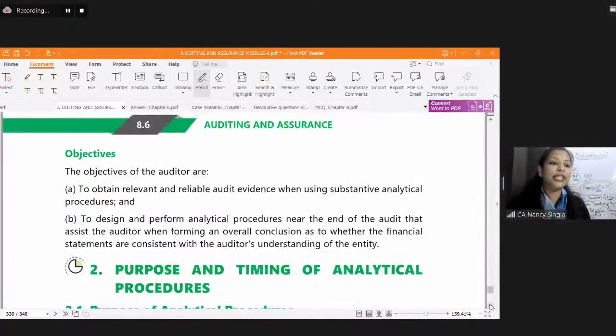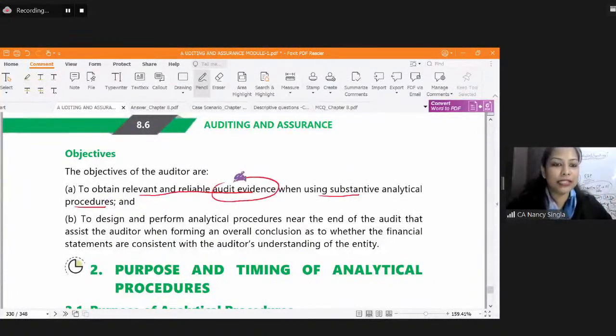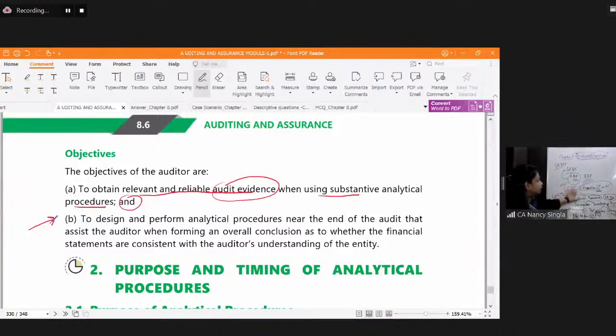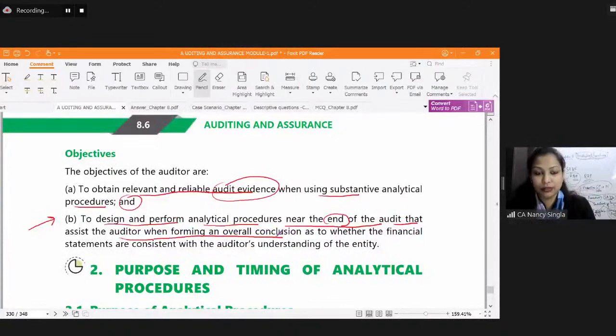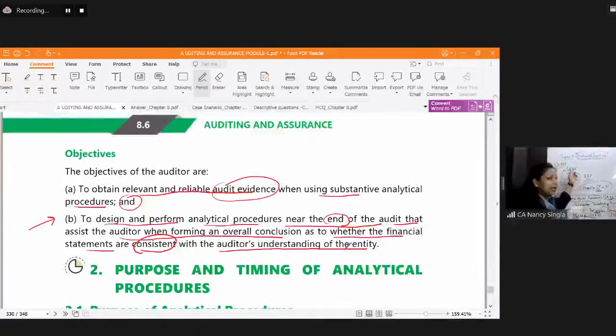See, very simple. The objective is to obtain relevant, reliable audit evidence when using substantive analytical procedures. When you use analytical procedures as substantive procedures, they become substantive analytical procedures. So first is to obtain audit evidence. Now keep the example of the financial statements being consistent with his expectation, and then try to understand. To design and perform analytical procedures near the end of the audit that assist the auditor when forming an overall conclusion. Why? Because he wants to see whether the financial statements are consistent with the auditor's understanding of the entity. And when did we obtain the understanding? We obtained it under SA 315.